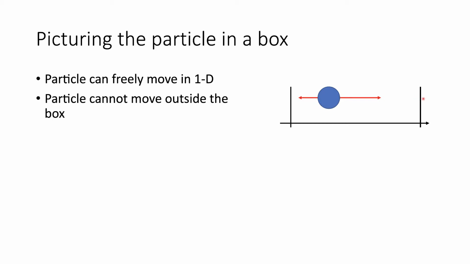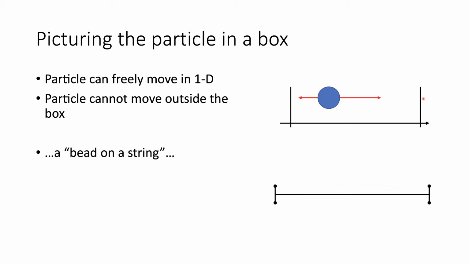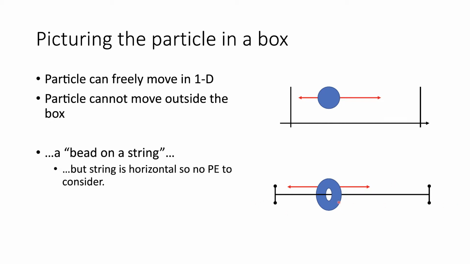One classical image of this that you might like to think of is a bead on a string. So if we have a string, and we put our bead on that string, it can move freely along that string, but it can't come off the end. Importantly, the string is horizontal, so there's no potential energy to consider. All we care about is the kinetic energy. Kinetic is the only form of energy that matters, and for the sake of argument, we ignore friction. In the quantum mechanical realm, there is no friction. Okay, so that's a bit about the particle.